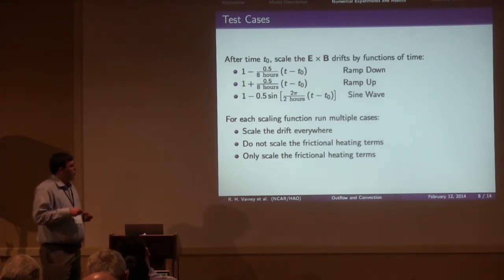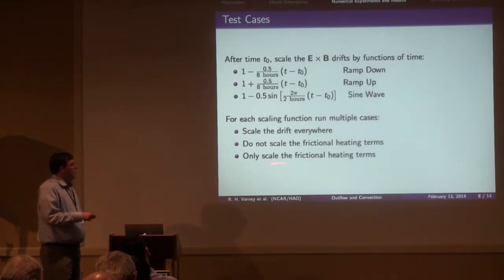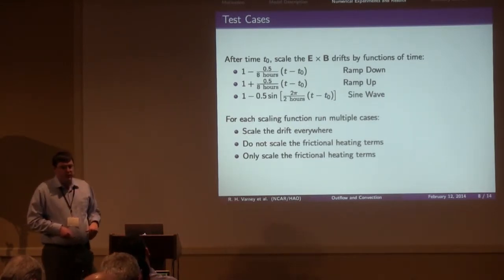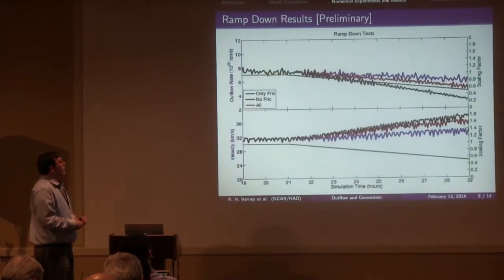And for each of these tests, I'm going to try scaling the drift everywhere it appears. I'm going to try runs where I don't scale the frictional heating term, so I just leave that constant. And I'm going to try runs where I only scale the frictional heating terms and leave the drifts and so forth constant. So here are my ramp down results.